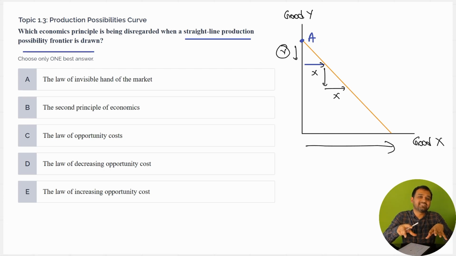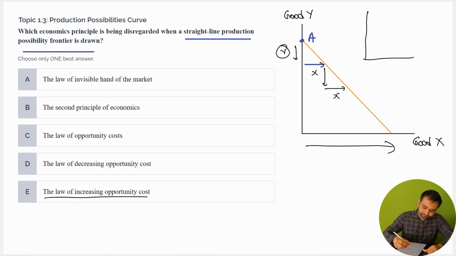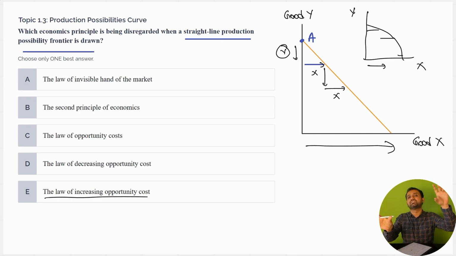Now, in reality, that does not happen because resources are not identical. Some workers are perhaps good at producing agricultural goods, some are great at producing manufactured goods. So the opportunity cost of these workers are not really the same. And this gives us an economics principle called the law of increasing opportunity cost. It means the production possibility curve will have a bowed outward shape, and as you keep increasing production of X, the amount of Y that you give up increases drastically for the same amount of X being increased. And that is because you have different kinds of resources in an economy.